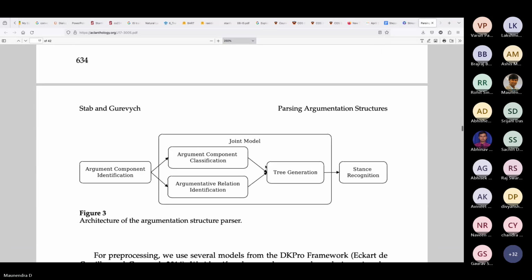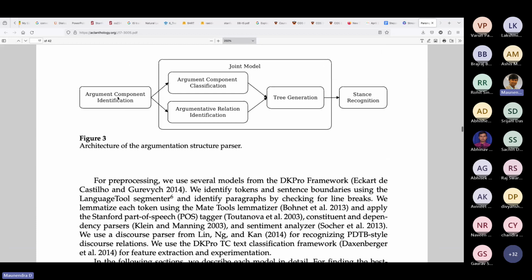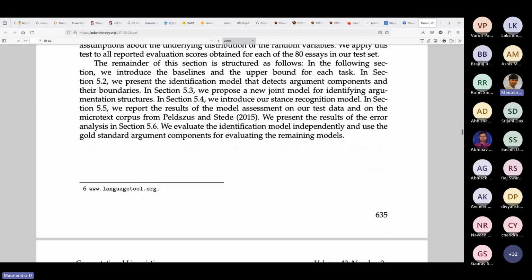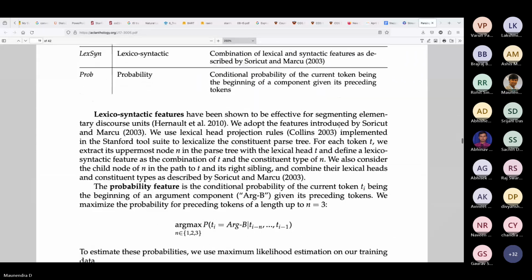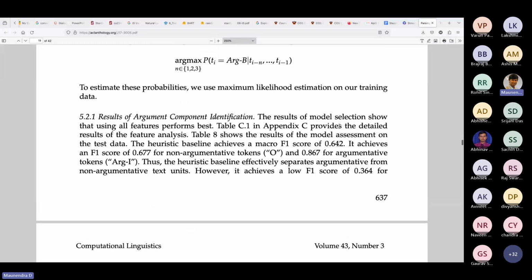So this is the other high level approach. Steps in the high level approach: argument component identification, then component classification, then relation extraction, tree generation, and then stance recognition. So, yeah, it's another interesting piece of work when we talk about global coherence.